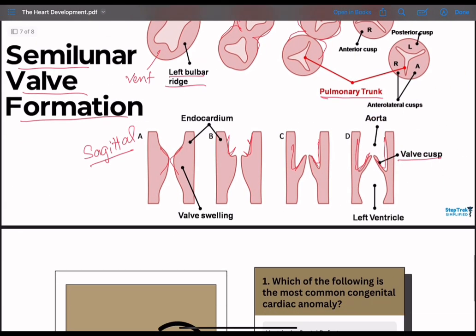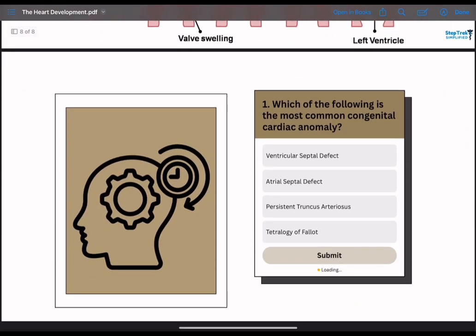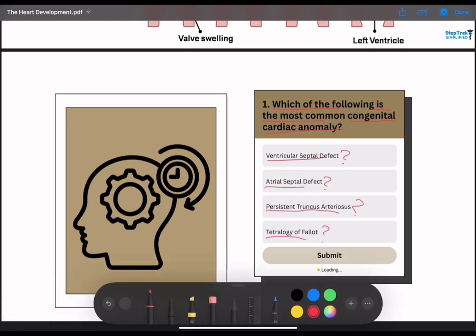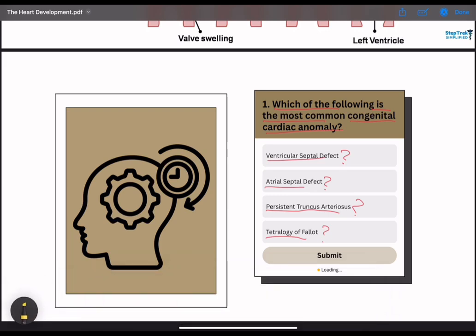Now at last we have a memory checkpoint. Which of the following is the most common congenital cardiac anomaly? Is it a VSD, an ASD, a persistent truncus arteriosus, or a tetralogy of Fallot? You can pause the video and think about it, and the correct answer is VSD. Thank you.